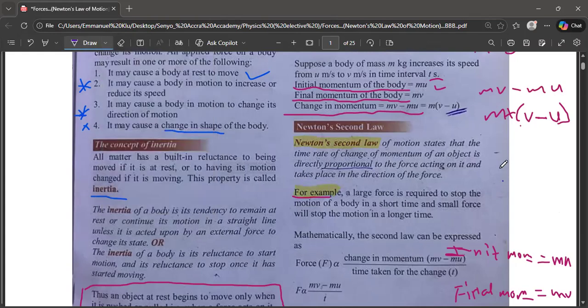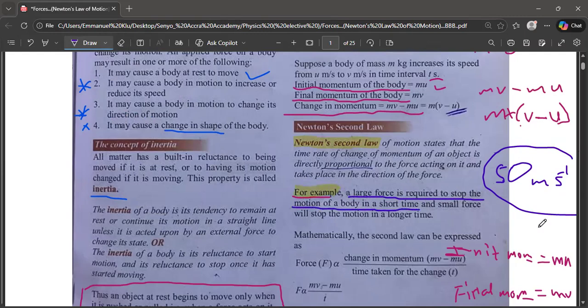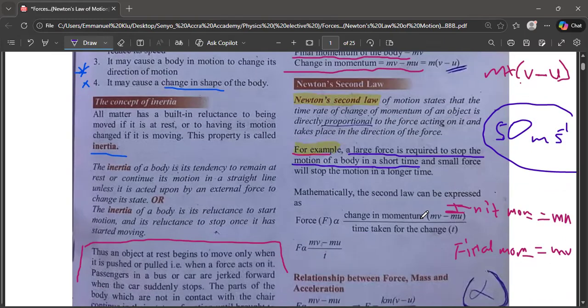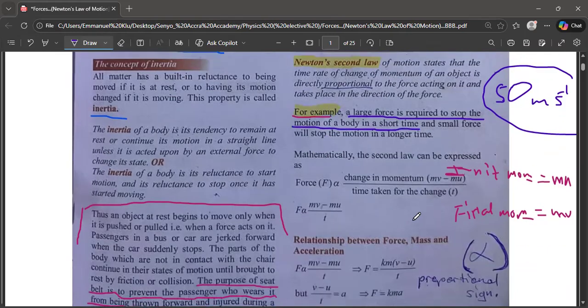If a car is moving with a velocity of 50 meters per second, and you want this car to stop faster, what do you think you have to do? You have to use a larger force. That is what they mean by a larger force is required to stop the motion of the body in a short time. So if you don't apply a larger force, the body will keep moving. But if the force is small, it will take time before the body will stop. Do you understand the whole scenario I'm trying to put across?